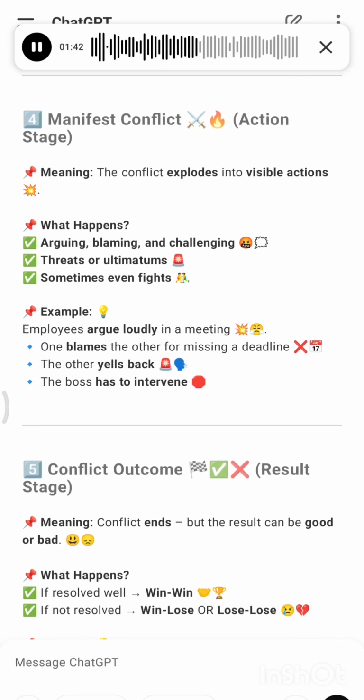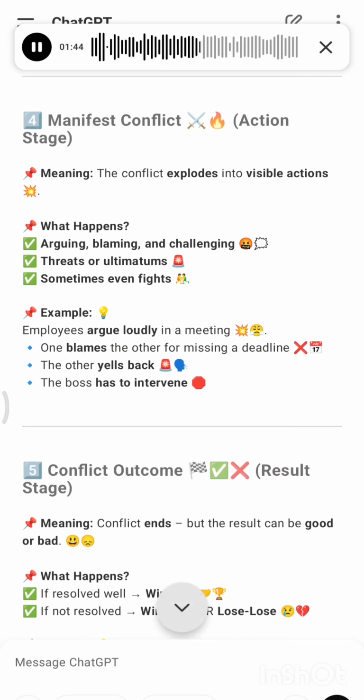4. Manifest conflict, action stage, meaning the conflict explodes into visible actions. What happens? Arguing, blaming, and challenging. Threats or ultimatums. Sometimes even fights. Example: employees argue loudly in a meeting. One blames the other for missing a deadline. The other yells back. The boss has to intervene.